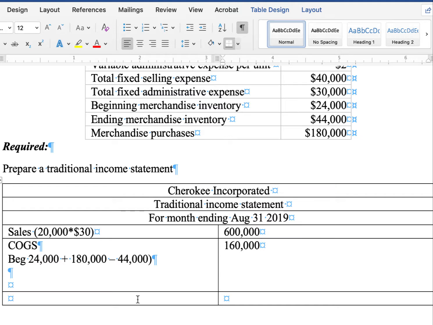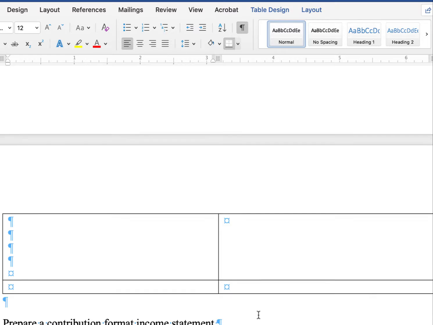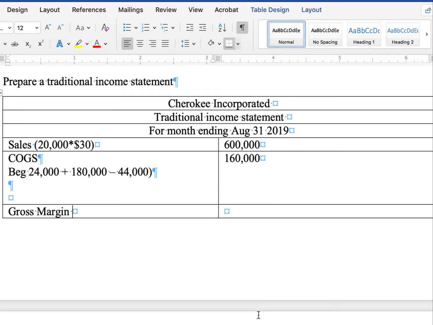And if you remember, the next thing we need to do is figure out what our gross margin is. I apologize, on here it goes to a second page. So I'm going to go ahead and put in my gross margin. Gross margin is sales less cost of goods sold. So $600,000 minus $160,000 should give me $440,000.